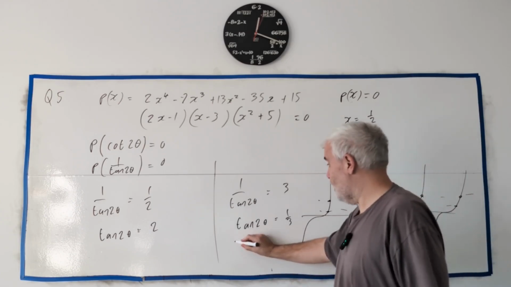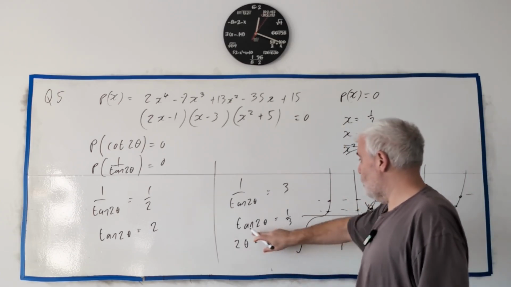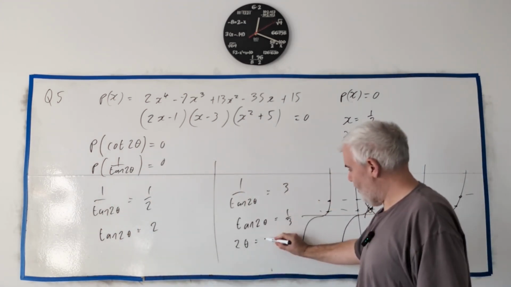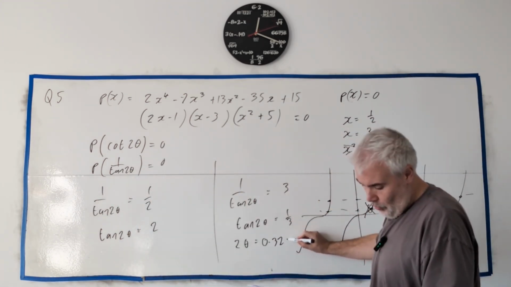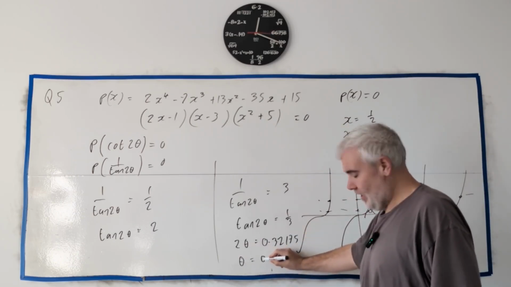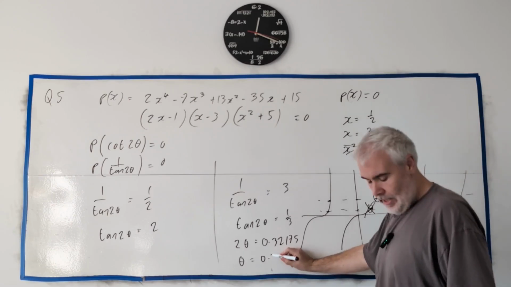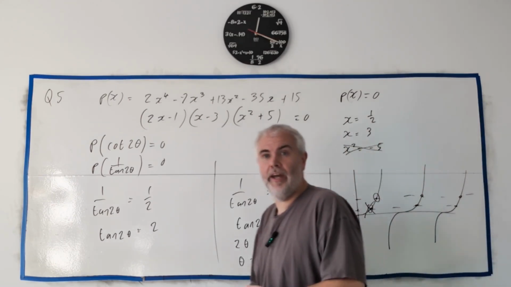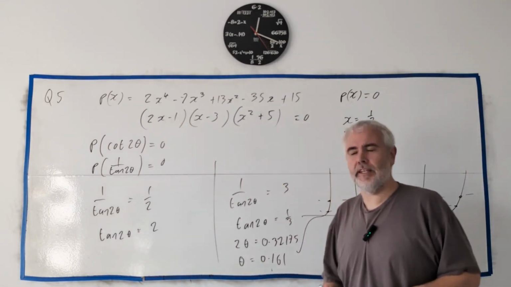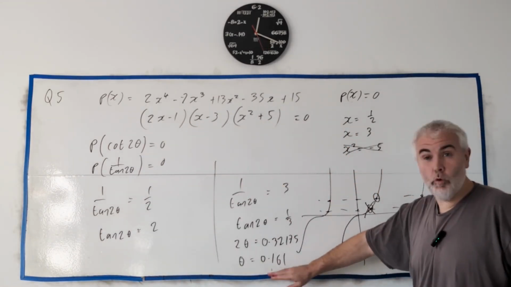So you just go ahead and solve this. 2 theta is equal the inverse tan of that. Let's see, I have it here. 0.32175 divided by 2, we get 0.161 to 3 significant figures. It does it in radians, they want, don't they? Yeah, they do. Okay. So that's your only answer.